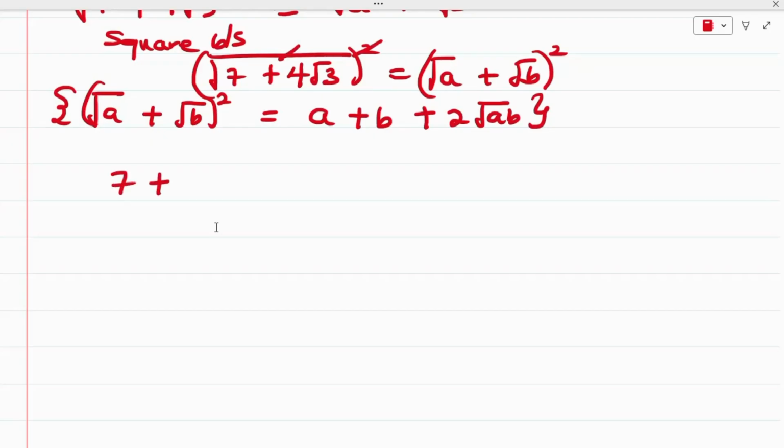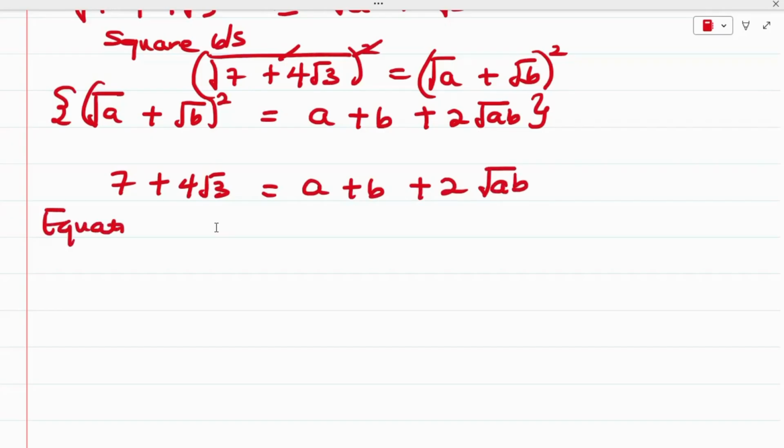We have 7 plus 4 root 3 is equal to, now, the square root of a plus the square root of b, all squared, is equal to a plus b plus 2 into the root of ab. So equating the rational and the irrational parts of this equation, we have that a plus b is equal to 7, and 2 into the root of ab is equal to 4 root 3.